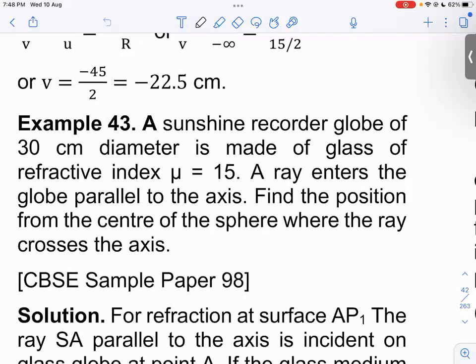First, see, don't overthink. The globe is spherical. First, draw a sphere of radius 15 centimeter. It is made of glass. A ray enters the globe parallel to the axis. Draw it parallel to the axis. Find the position from the center of the sphere where the ray crosses the axis. Because the ray is parallel to the principal axis, where will they meet? At a point on the principal axis. Is the question clear? Find the position from the center of the sphere where the ray crosses the axis.